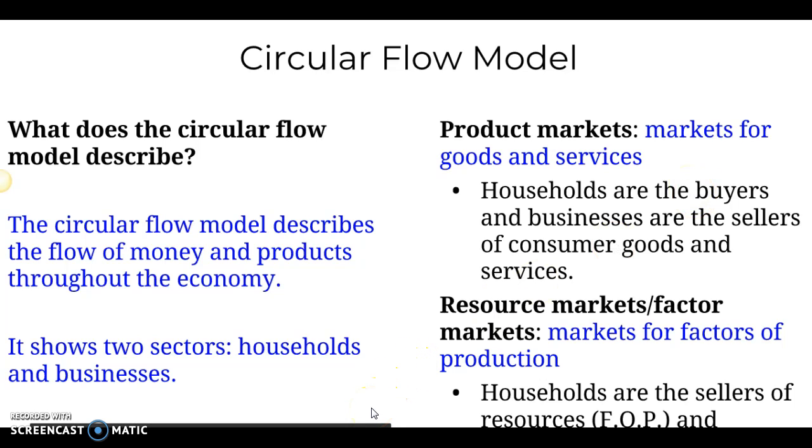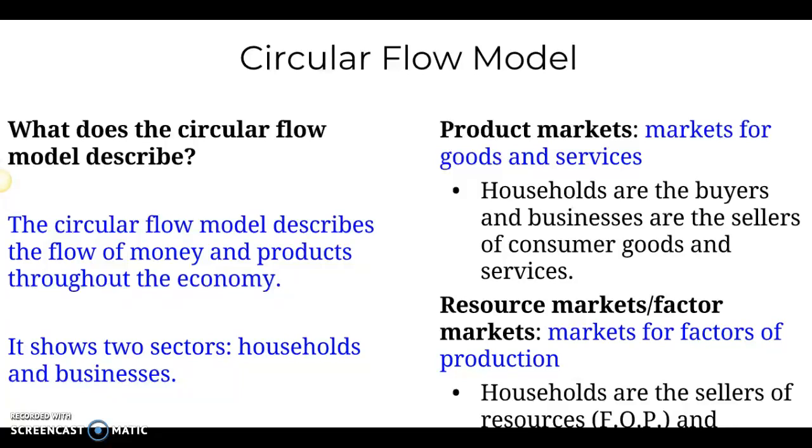So what do you need to know? You need to know that the circular flow model describes the flow of money and products throughout the economy. We give money in the product markets to get the goods that are produced by businesses. It shows 2 sectors, households and businesses. That's essential. So let's focus on product markets and resource markets. Resource markets are also called factor markets. A product market is where goods and services are bought and sold.